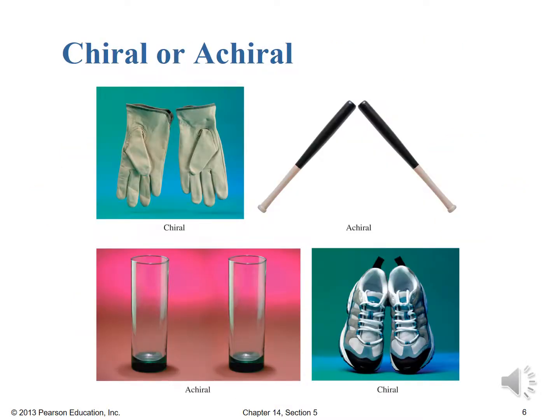Now here's some other images, and we can see gloves. Obviously, since our hands are chiral, our gloves are chiral too. You normally buy a pair of gloves that has a left hand and a right hand glove. If we look at baseball bats there, well, those are achiral, right? Yeah, they align perfectly. You don't have to buy a left-hand bat or a right-hand bat, although a left-handed batter would hold it differently than a right-handed batter would. If we look down below on the left, we've got two glasses, and they're achiral, right?